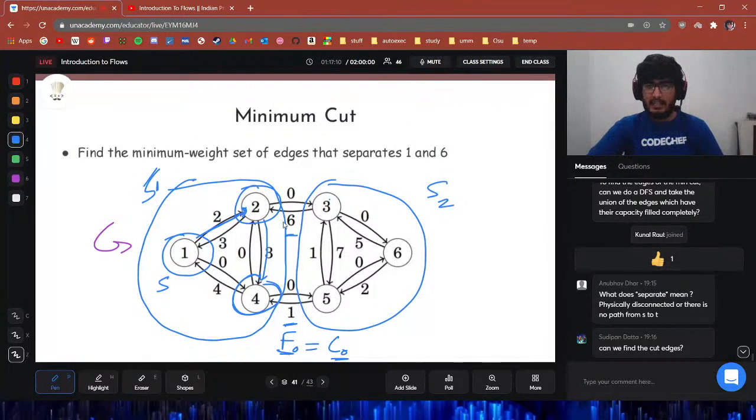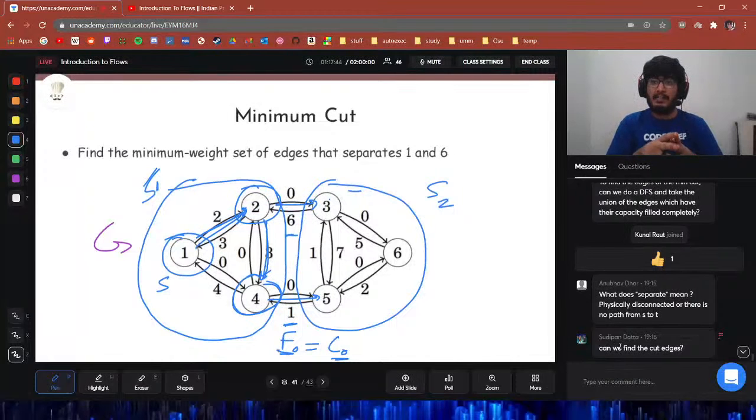Can we find the cut edges? Yeah, cut edges are the edges going out from set 1. Whichever nodes we keep in this DFS, basically when we go from 1 to 2 and from 2 to 4, we connect all of these nodes, and whichever edges are going out of the set, like 2 to 3, this edge is going out of the set. 4 to 5, this edge is also going out of the set. So these edges are going to be a minimum cut.